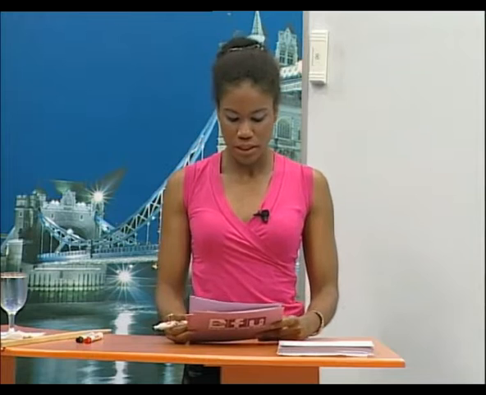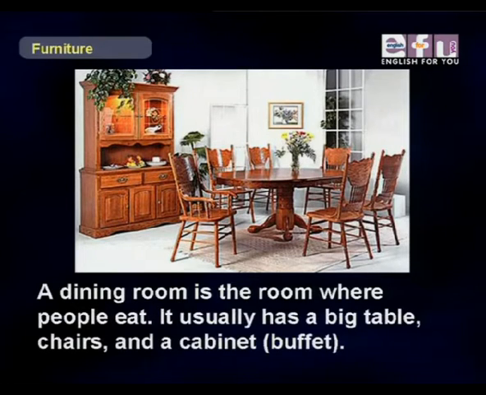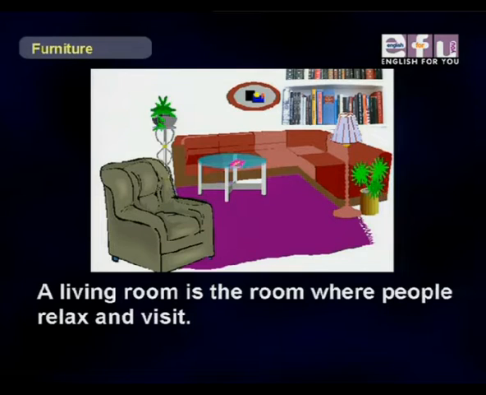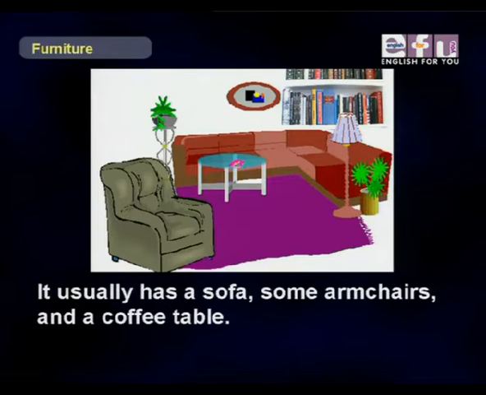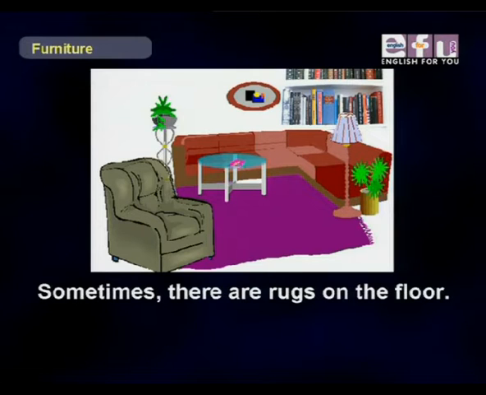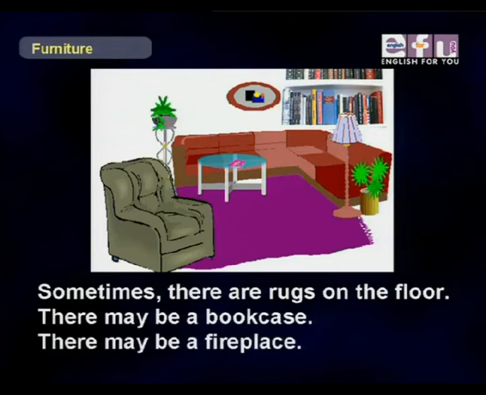Now the dining room. A dining room is the room where people eat. It usually has a big table, chairs, and a cabinet or buffet. Living room. A living room is the room where people relax and visit. It usually has a sofa, some armchairs, and a coffee table. There may be lamps, plants, and a picture on the wall. Sometimes there are rugs on the floor. There may be a bookcase. There may be a fireplace.